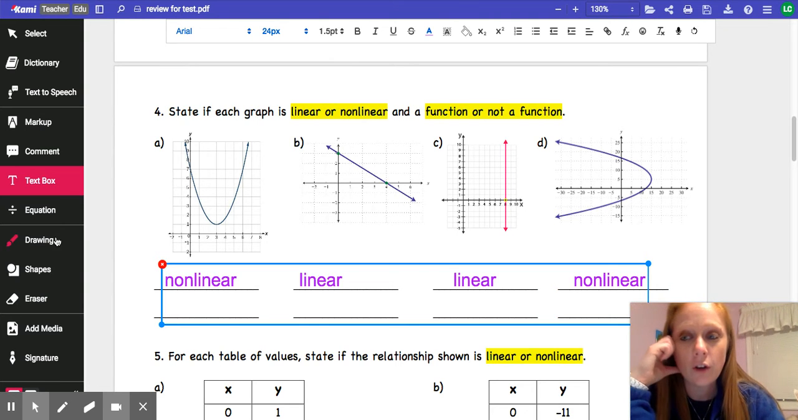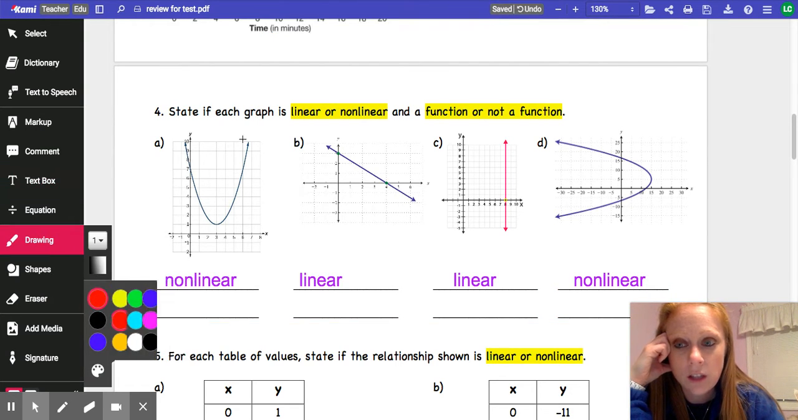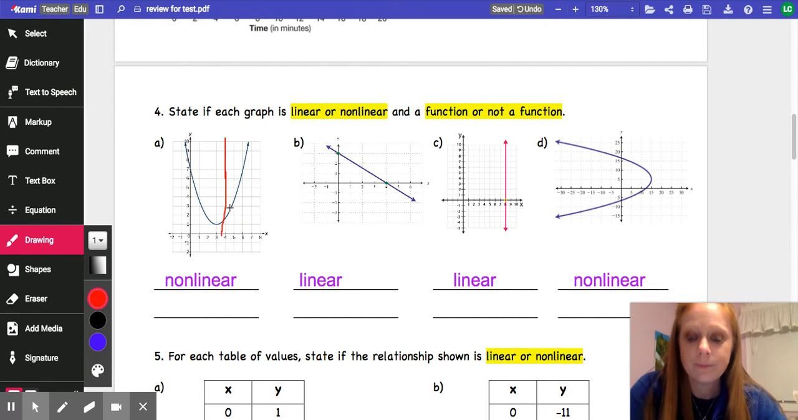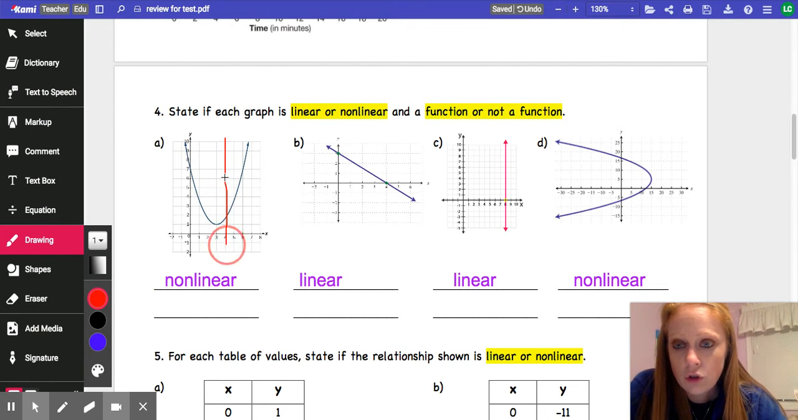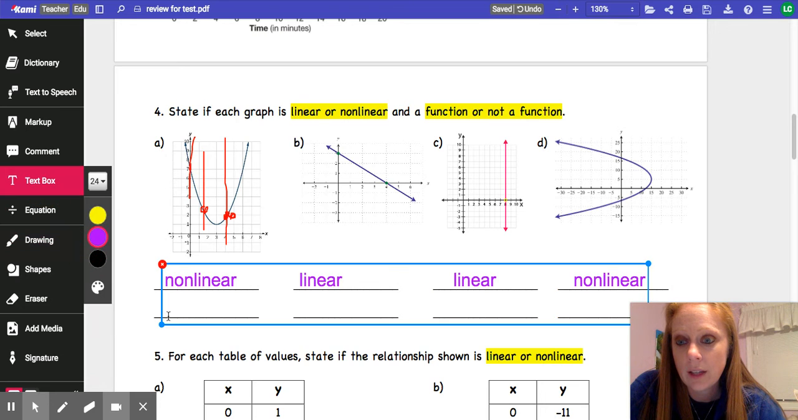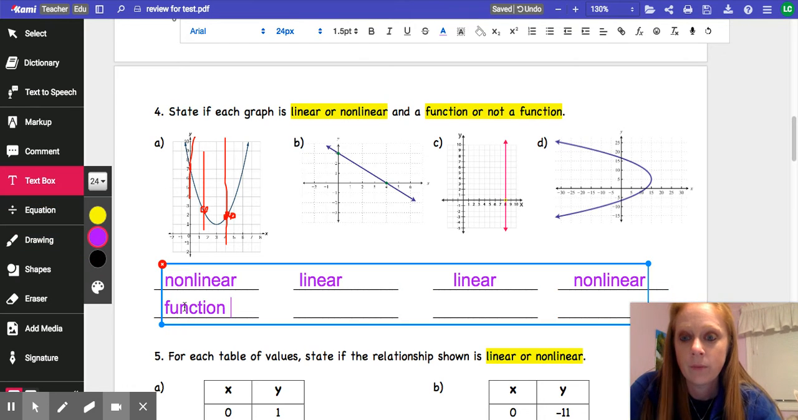To figure out if it's a function or not, we have to do the vertical line test. That means you draw a line that's vertical, so going up and down, straight through your graph, and if it only intersects once, then you're good. It passes the vertical line test. So for this one, no matter where you draw a vertical line, it's only going to hit once, so that means it is a function.